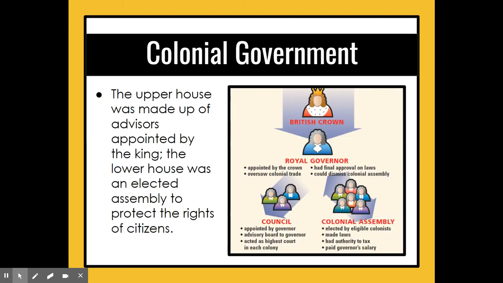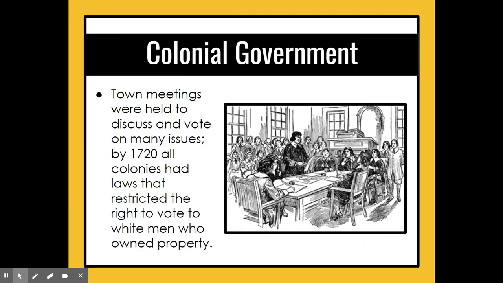The upper house was made up of advisors appointed by the king. The lower house was an elected assembly that protected the rights of the citizens. This diagram shows you how each of these different parts of the government were broken down and what their roles were. Town meetings were held to discuss and vote on many issues. By the 1720s, all of the colonies had laws that restricted the right to vote to white men who owned property.